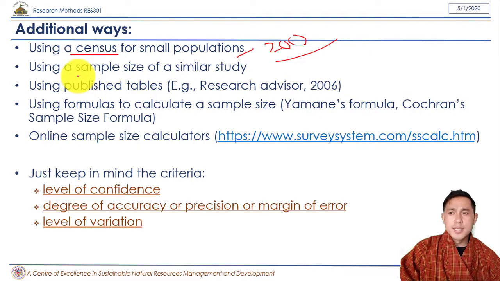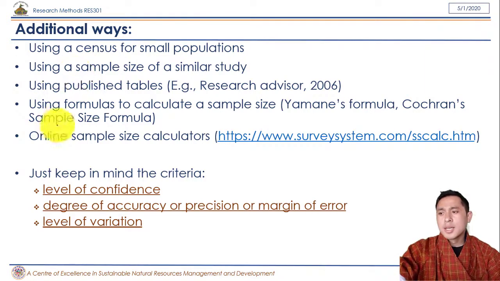So for example, they must have taken 1 hectare of temperate forest in, I don't know, Germany, let's say, to study regeneration. Then you can also take the same sample plots in Bhutan in temperate forest to generate the same kind of results. So a similar study can help you out.